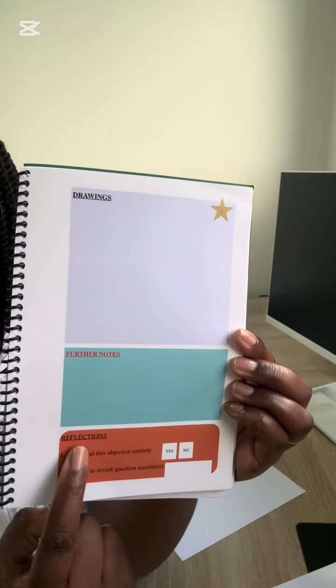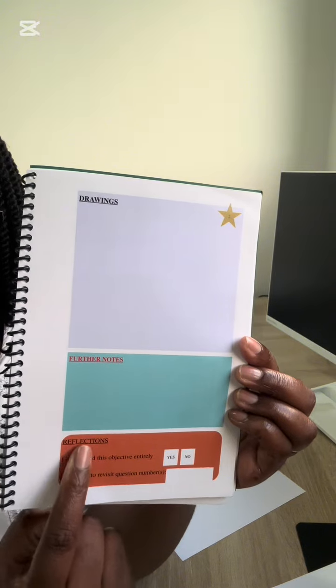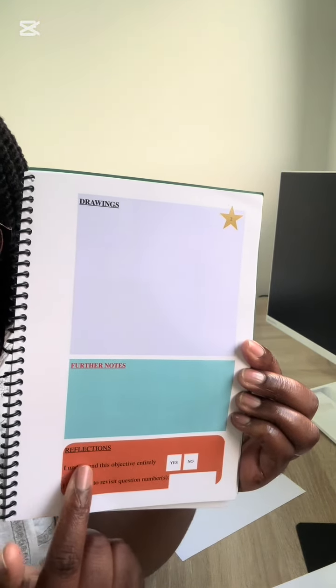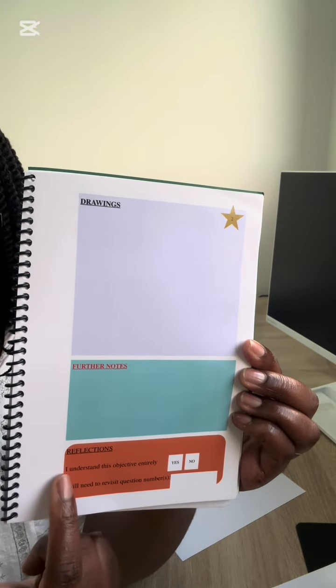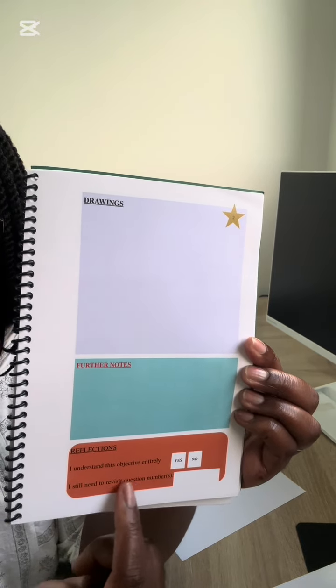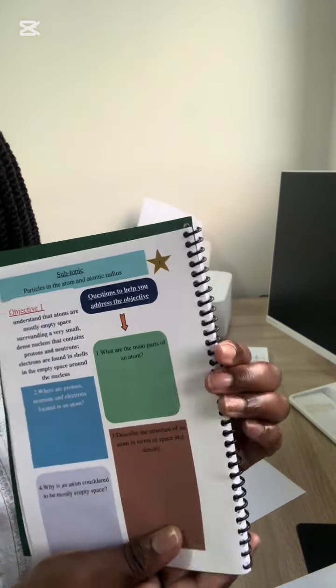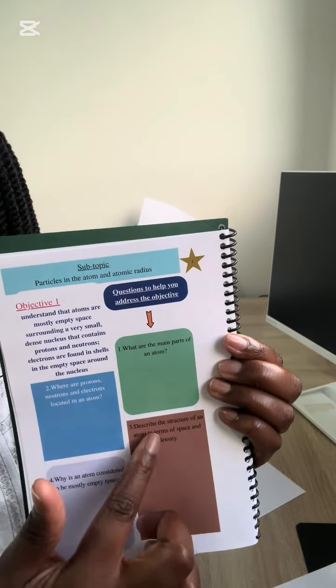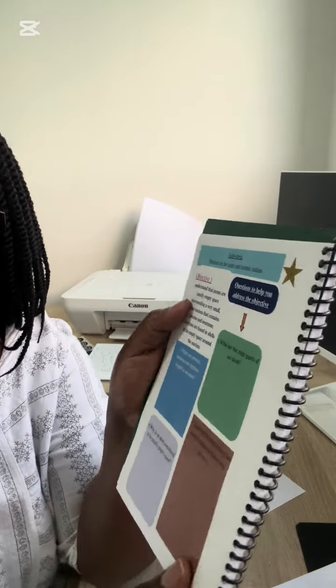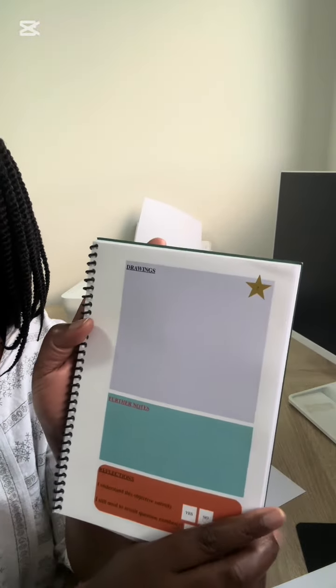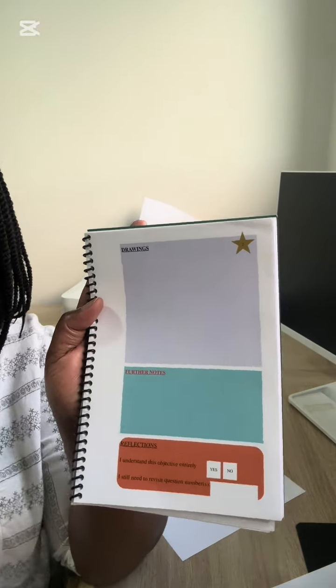And you have a reflections section here. The student is going to be asked whether they've understood the objective entirely. They can tick yes or no. And if there are any questions that they still want to look at, in other words, looking at these 4 questions, is there anything that they would still want to look at? If there is, then that is what the teacher is going to help them go through.